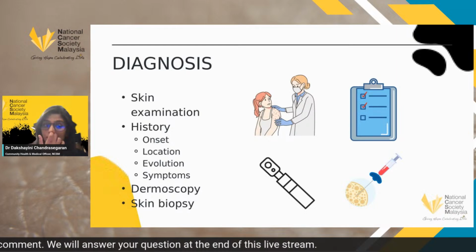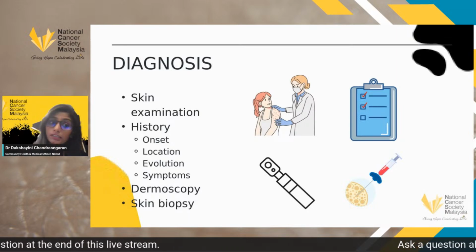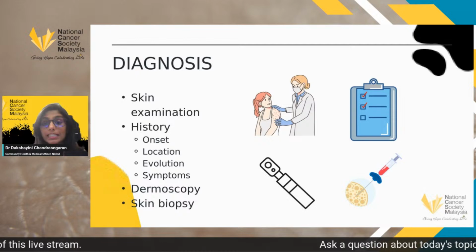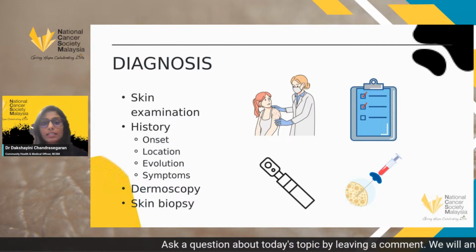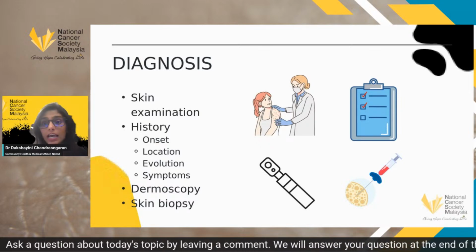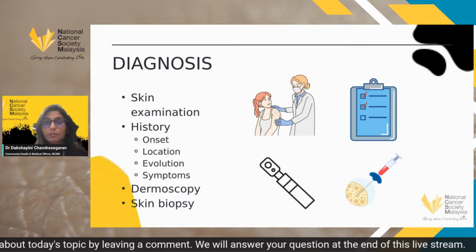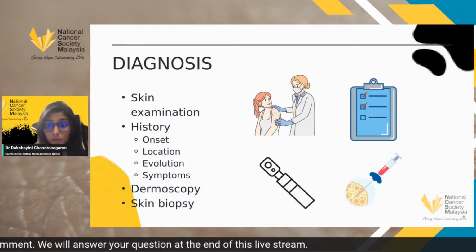Diagnosis of skin cancer starts with naked eye skin examination of the characteristics of the lesion, as well as a detailed history of the current skin complaint. It is important to ask about the time of onset, the duration, location, evolution of how the skin lesion changed, and of course, any associated symptoms as well.